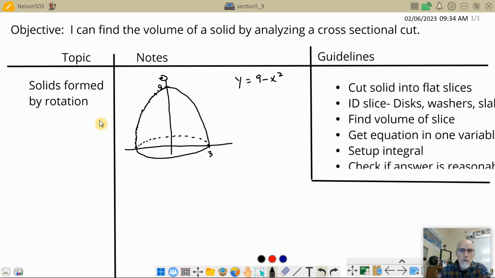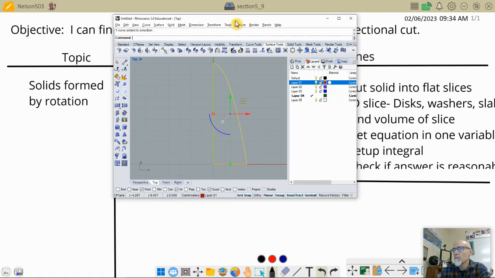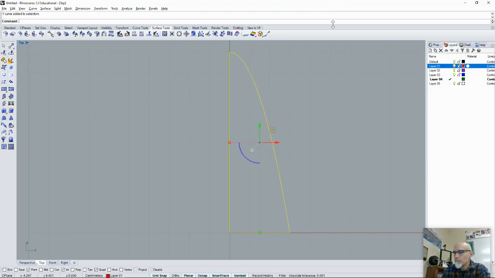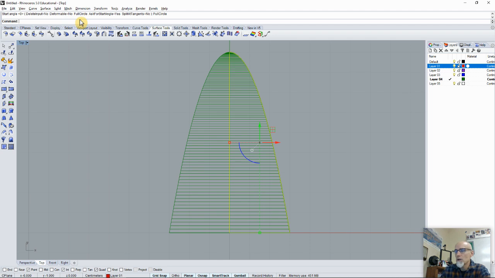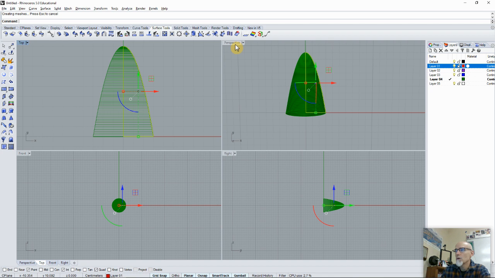So what I'm going to do is show you what it looks like in a three-dimensional modeling tool like Rhino. Okay. So I put my function 9 minus x squared into a program called Grasshopper, and it fit that curve onto Rhino. Then I'm going to take this and revolve it around the y-axis. So I go revolve, and it asks what's the axis that you're revolving it around. You can just pick a couple points on the y-axis, and then I want to go full circle around the object. Okay, so right now it doesn't look very good because we're in top view.